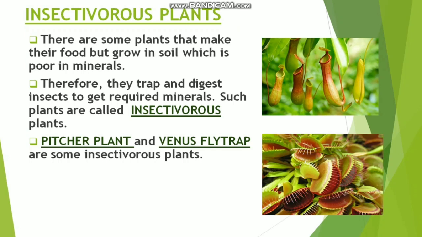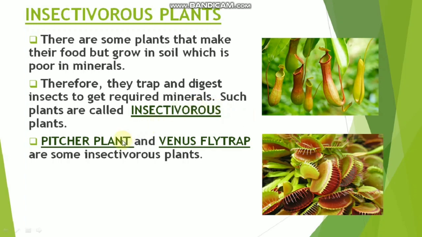Insectivorous plants. There are some plants that make their food but grow in soil which is poor in minerals. Therefore, they trap and digest insects to get required minerals. Such plants are called insectivorous plants. Now some plants make their food, but the soil in which they grow does not have the required amount of minerals. So they get the minerals from insects. They eat the insects and get the required minerals, and because of this they are known as insectivorous plants.